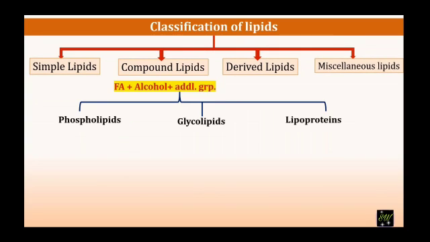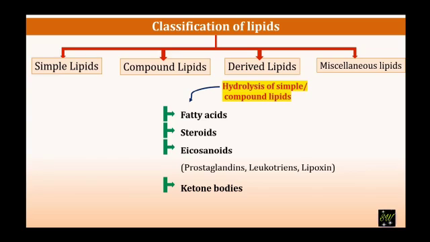Compound lipids are made up of fatty acid plus alcohol plus an additional group. The examples are phospholipid, glycolipid and lipoprotein. The third class of lipid is derived lipid, and these lipids are obtained on hydrolysis of simple and compound lipid.